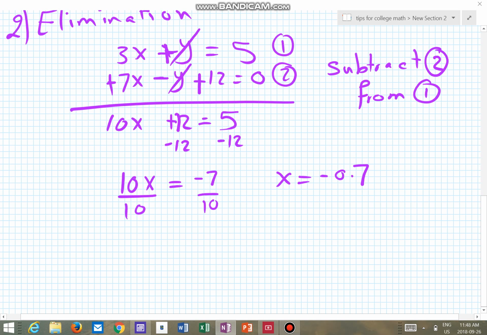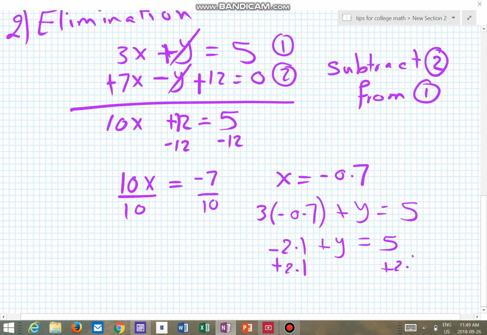So if I put in equation 1, 3 times negative 0.7 plus y equals 5. So that's negative 2.1 plus y equals 5. Add the 2.1, add the 2.1. This cancels out. Then y will be 7.1, or the point of intersection once more is negative 0.7 and 7.1.